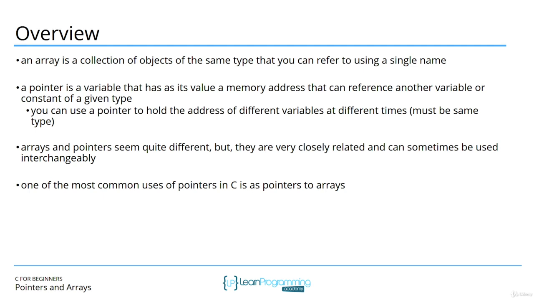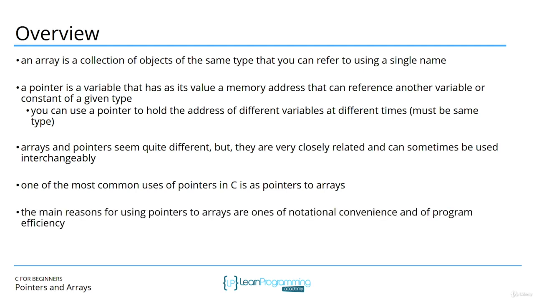But one of the most common uses of pointers in C is as pointers to arrays. This is when you most often use pointers, especially to characters. A character pointer is the same as a character array. The main reasons for using pointers to arrays are ones of notational convenience and of program efficiency. So you can use either one, an array or a pointer, in many cases, except when you're talking about dynamic memory management. But in most cases you can, and really the only difference is its syntax.